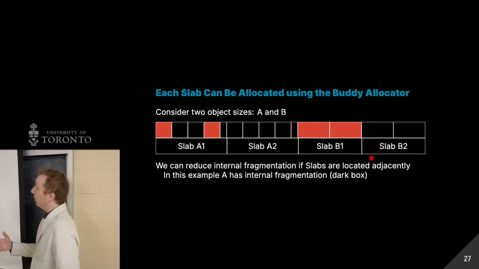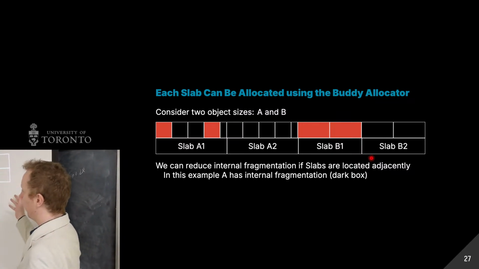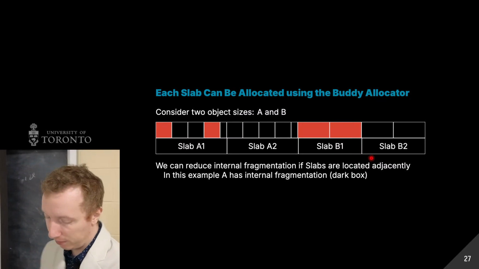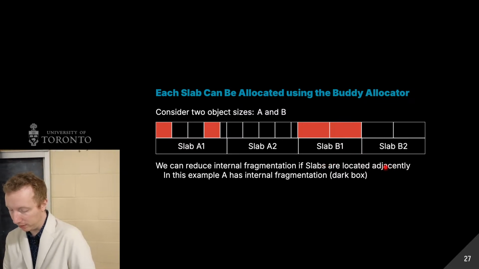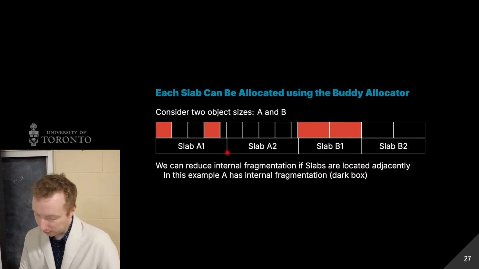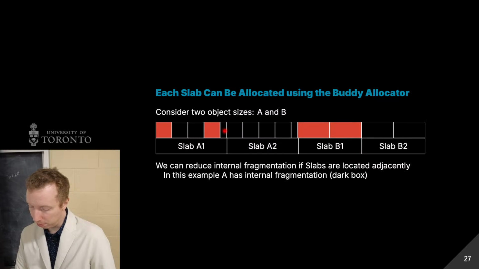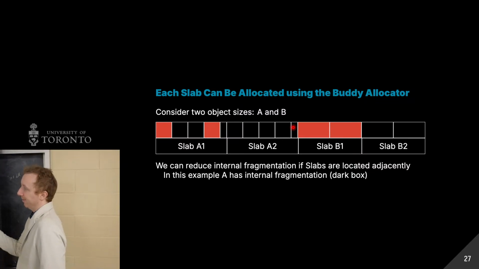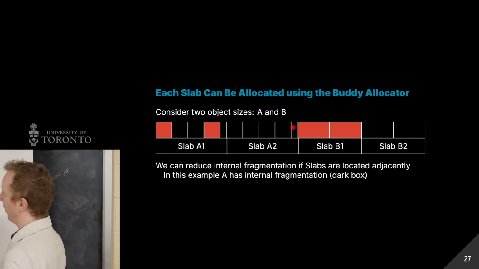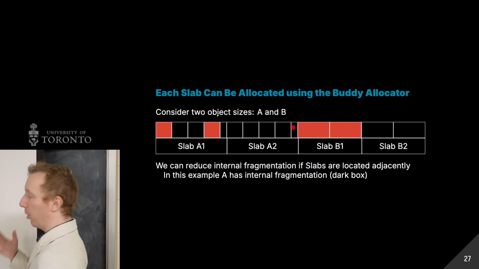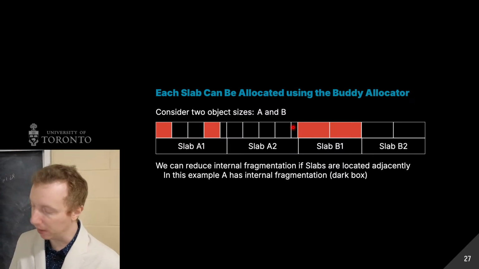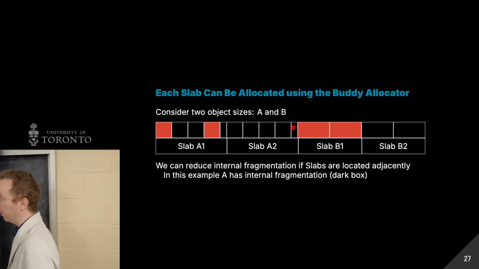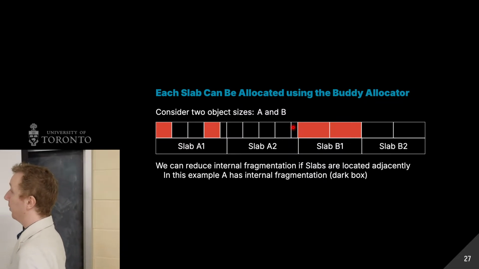But if we had really weird size objects, we could reduce internal fragmentation. Again, if the slabs are located adjacently. In this example, again, there would be some internal fragmentation for object A on this slab and this slab. But it's just to say we could merge things together. We could mix and match our memory allocation and things of that nature. So any questions about that?